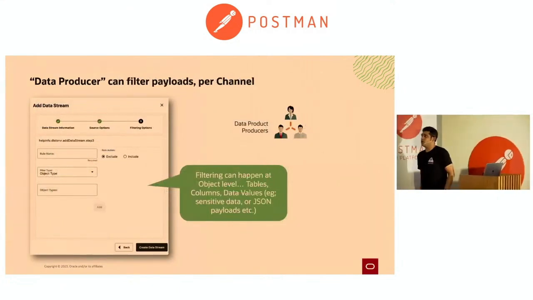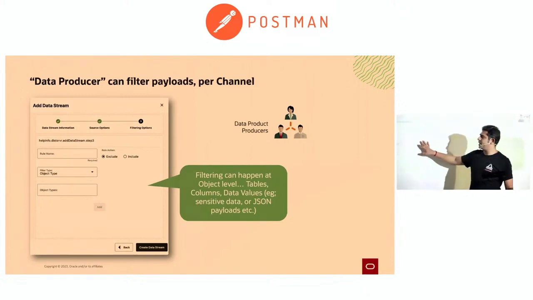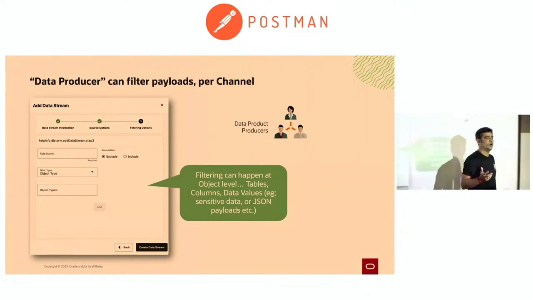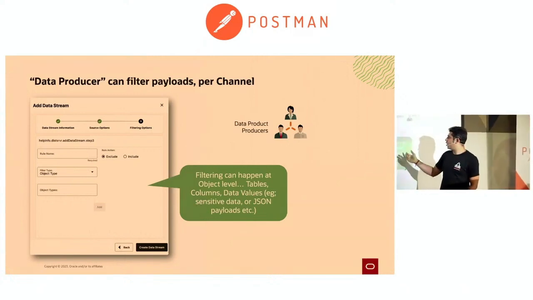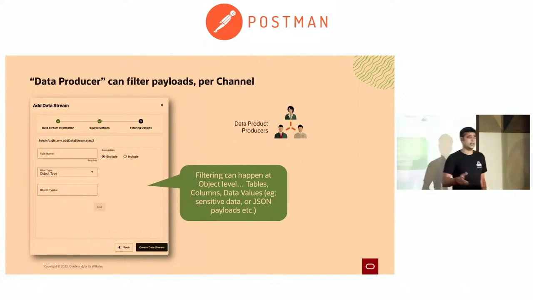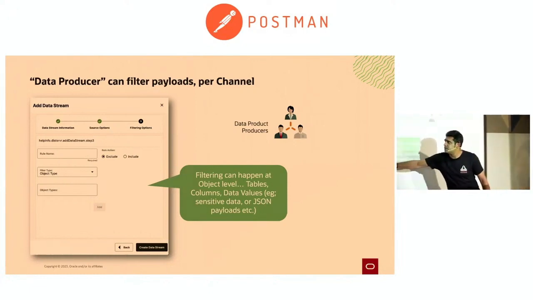So this is where you can filter. It's very easy. You can provide your rule name, and you can filter what kind of object I need to capture or publish, right? Filtering can happen at object level, like tables, and in the table, which columns I need to capture. All these filterings can be done in this add data stream.